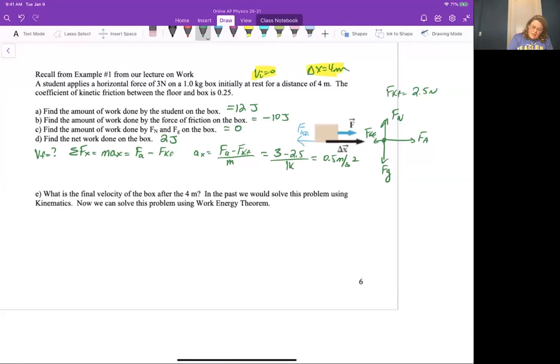3 newtons minus 2.5 newtons divided by 1 kilogram, which is equal to 0.5 meters per second squared. Sorry for the delay. So now I know the acceleration. I'm still trying to find final velocity. This is a lot of work. Okay, so I know acceleration, I know initial velocity, I know the displacement. So how do I find final velocity?